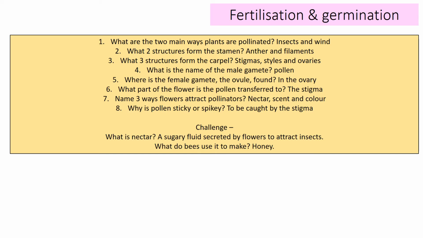Why is pollen sticky or spiky? It's sticky or spiky to be caught by the stigma. And the challenge question, what is nectar? It's a sugary fluid secreted by flowers to attract insects, because they need to get the insects in order for their pollen to stick to the insects to then be transferred to another flower. And lastly, what do bees use it to make? They use that nectar to make honey.